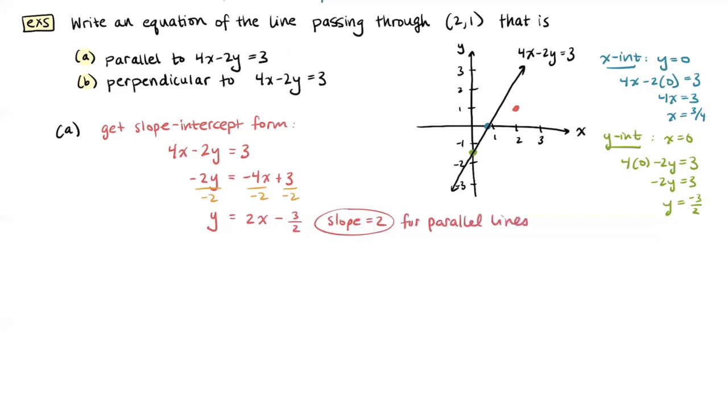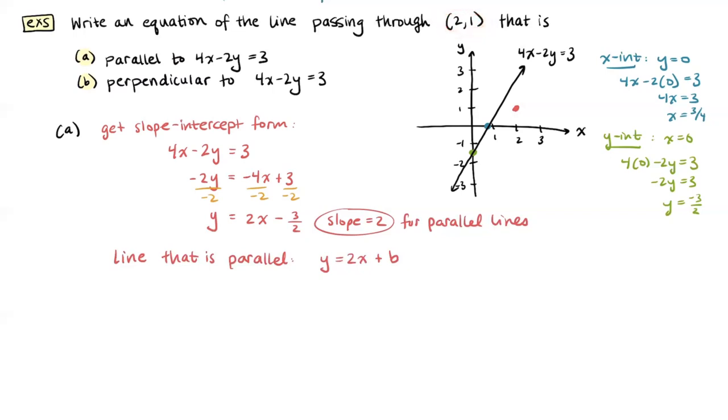All right, so for our parallel line, we're now working towards building our line that is parallel. That's going to look like y equals 2x. Now we have to figure out what b is. We don't have b, we just have the slope. But we do know that this line that we're looking for goes through the point (2, 1).